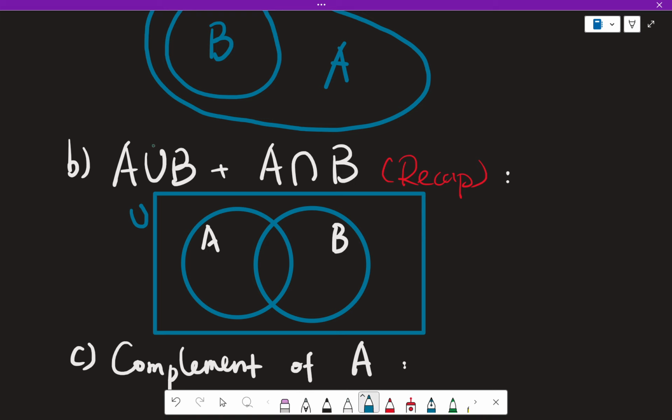So what is A union B? Which area denotes A union B? That will be anything that is either in A or in B. That is what we covered in the last video. So that would be anything that is highlighted in red.